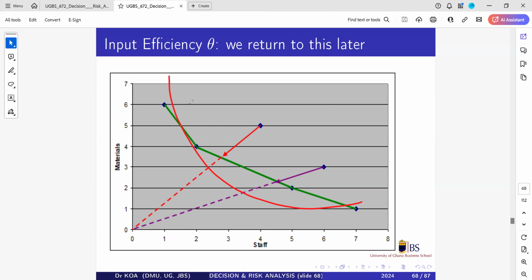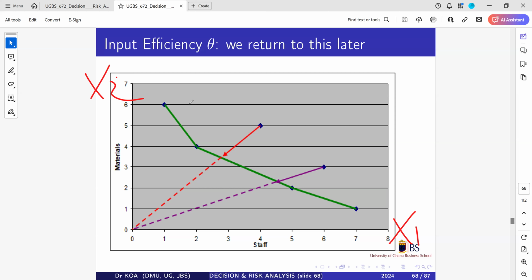But because DEA is a piecewise linear envelopment, just as we said, we will not take a smooth curve, we will take lines, like you can see, piece by piece, because of the convexity assumption. So you can see that the axes will not be x and y, but x1 here and x2 there. That is a situation where you have input focus.